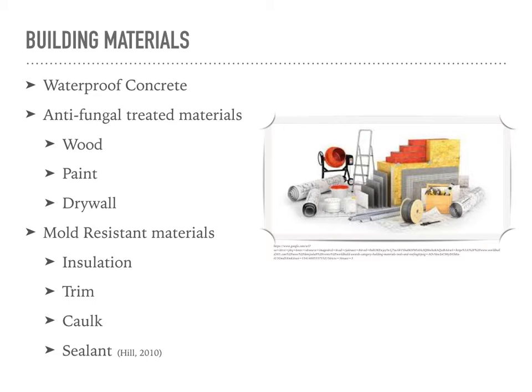Also, you can use different building materials. So, waterproof concrete. Once again, humidity begets mold. So, if we waterproof the concrete, you're less likely to grow mold. You can also use antifungal treated materials such as wood to build the house. There are also treated paints and drywall. So, you are protecting yourself and the future homeowners from a bad investment. Also, you can use mold resistant materials such as insulation, trim, caulk, and sealant. All these different materials can safeguard you from growing new fungi.